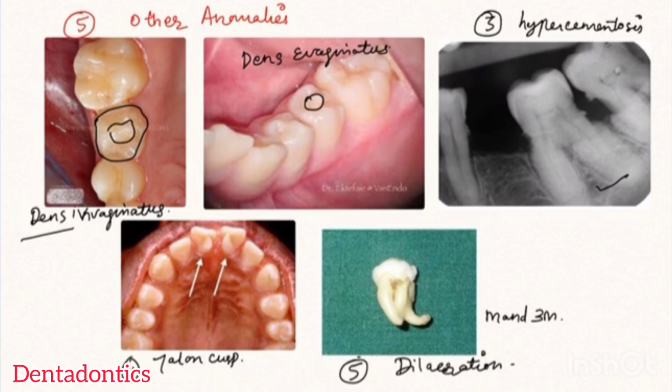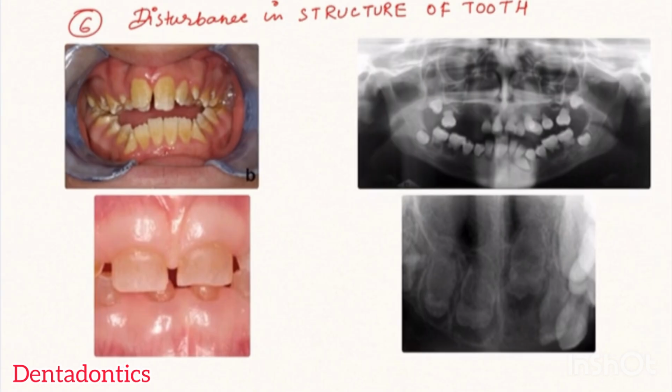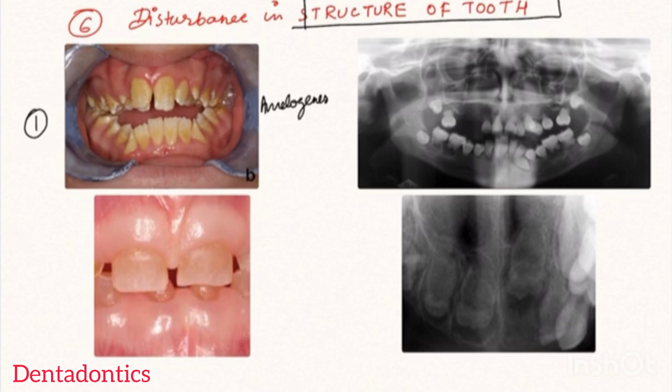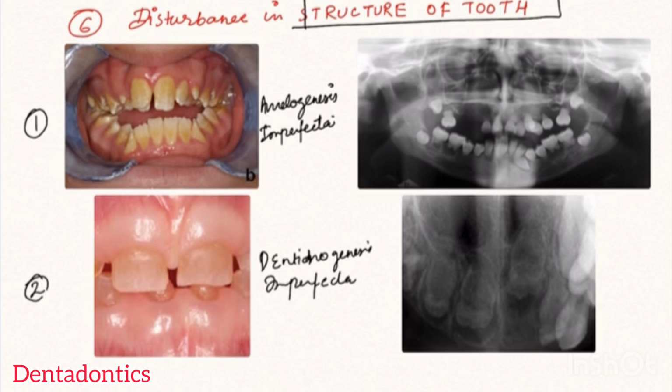Then coming to the disturbance in the structure of the tooth, the tooth can be disturbed structure-wise. First, in this picture, as you can see, this is amelogenesis imperfecta. There is developmental disturbance in the formation of enamel, and it is an autosomal dominant disorder. Then second is dentinogenesis imperfecta, where there is normal deposition of the enamel but the dentinal deposition is disturbed. Here the tooth appears yellowish in color and very fragile and weak.